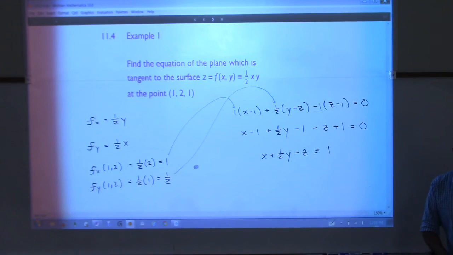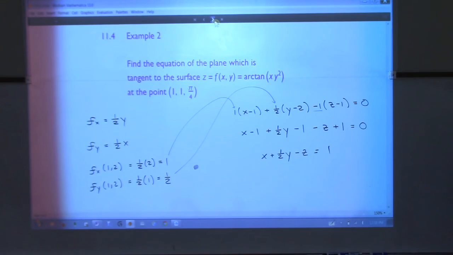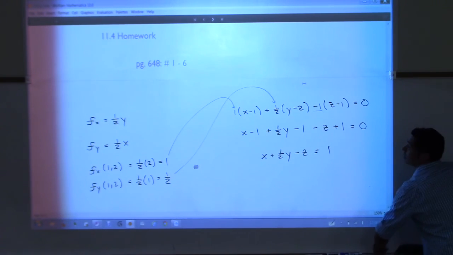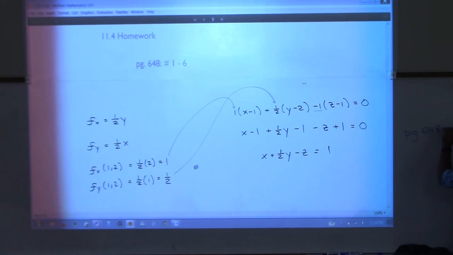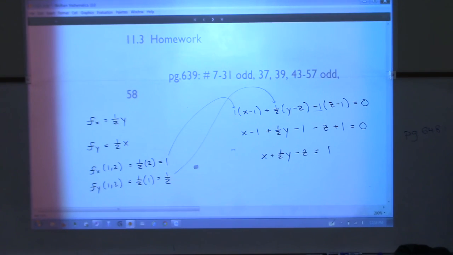Oh yeah, I'll put the homework up, and also there's a homework for this one, because that's the only example I do. Oh no, I do another one. Darn it! But let me give them both to you. Okay, so that's problems 1 through 6 on page 648. And then the other one is that one.